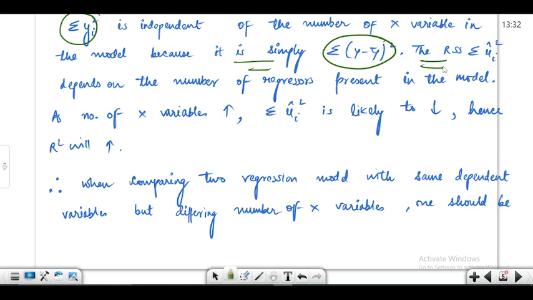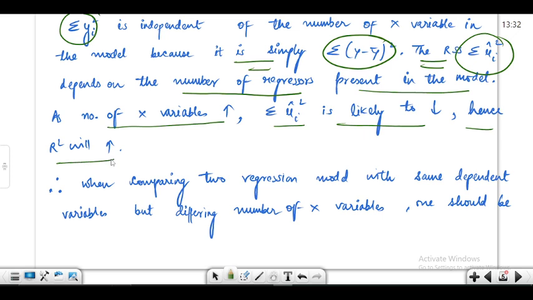But the RSS, which is the summation of the square of the error terms, summation ui hat square, depends on the number of regressors because it is capturing the unexplained part in the y variable. So if the number of x variables is increasing, it means the non-explained part, that is the ui, is decreasing, right? So it depends on the number of regressors present in the model. So as the number of x variables increases, summation ui hat square is likely to decrease, hence R square will increase.